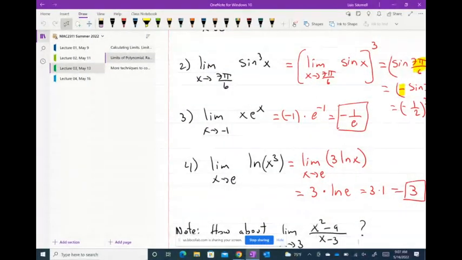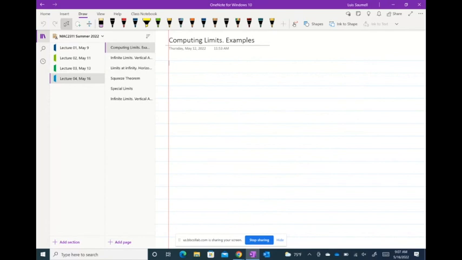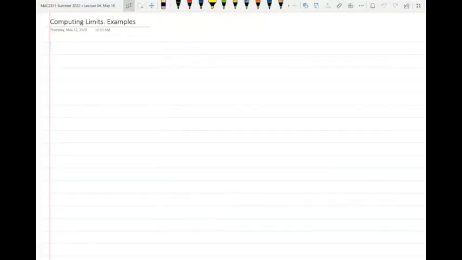Anyways, the idea is that we're going to do more examples now, and again, this section here, the one about more techniques, was very important, because most of the time your limits are going to be the ones that you see here. In many situations, when it's just plug in, that's pretty easy. The interesting thing is, what if you cannot just plug in? So let's go ahead and do a couple more examples.